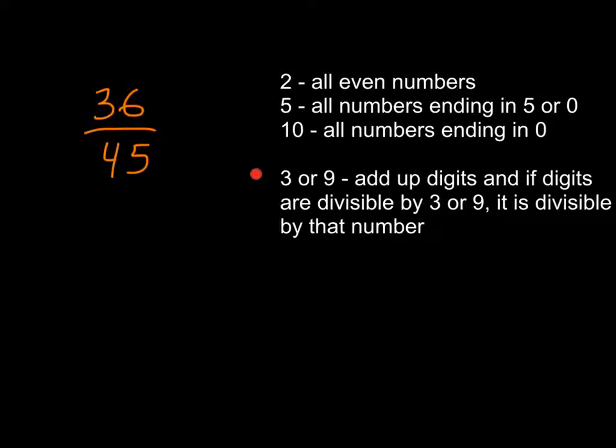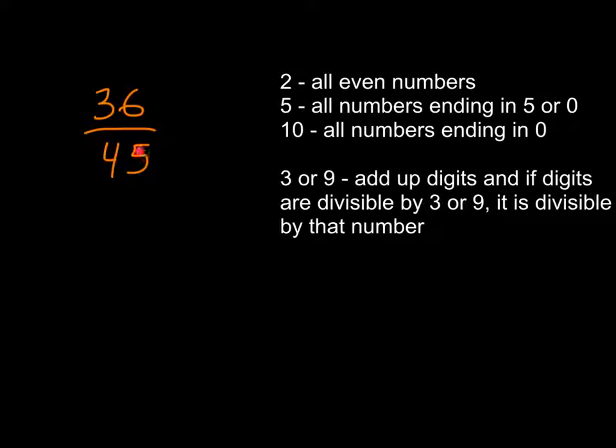However, there's a trick that works for either 3 or 9 to find out if 3 or 9 will go into a number. What you do is you add up the individual digits of each number. And if the digits, when you add them up, are divisible by either a 3 or a 9, the number is divisible by that number. So for example, this one, 3 and 6, add up those digits, I'd get 9. So 3 goes into this number because 3 goes into 9, but 9 also goes into that number. So this one is divisible by 9.